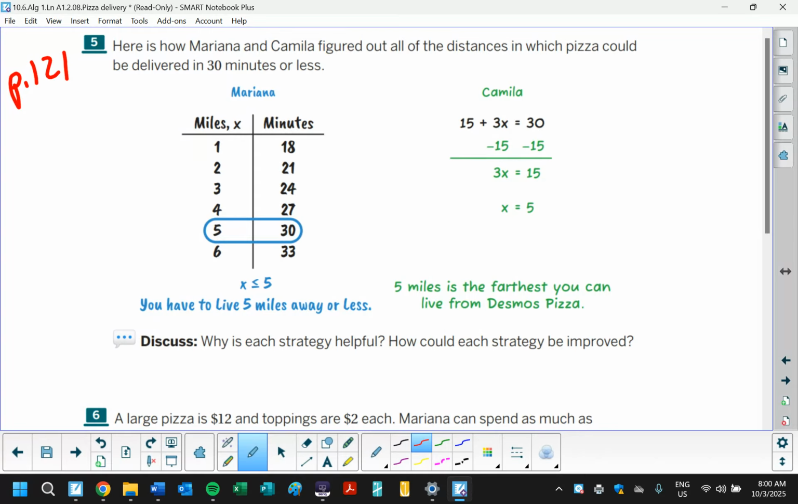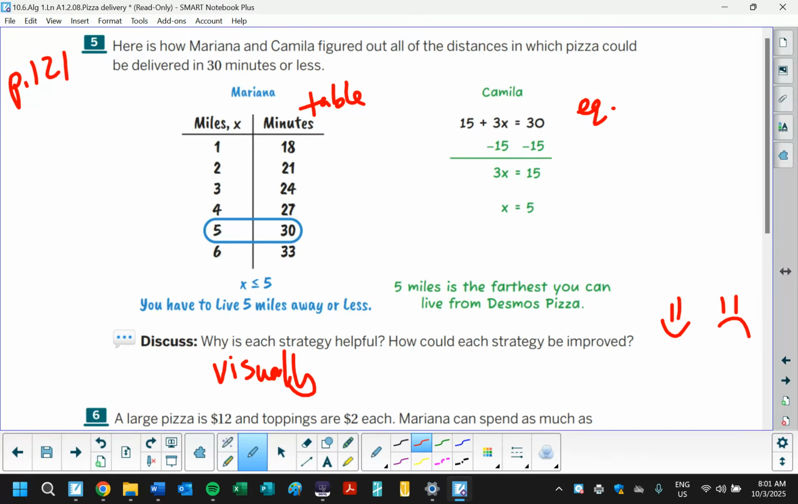All right, so you should have paused and thought your way through this. We got 2 possibilities of figuring out all the distances. Mariana here likes the table method. Meanwhile, Camilla likes to make an equation. Now, everything in life has advantages and disadvantages. We know that. What do we like about Mariana's? Well, it shows visually what could be the situation.